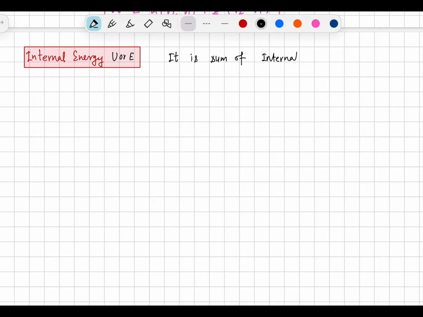internal kinetic energy and internal potential energy of a system. Since we are in thermodynamics, mostly we will have the system as a gas. So you can define U as U kinetic energy plus U potential energy.